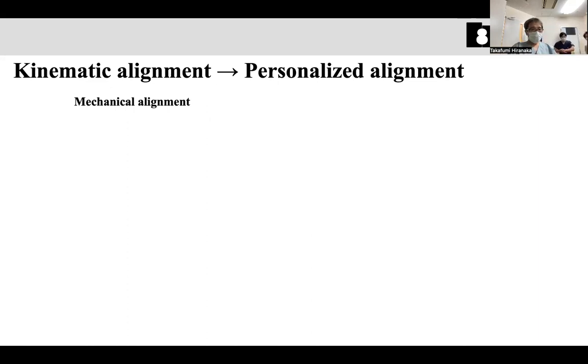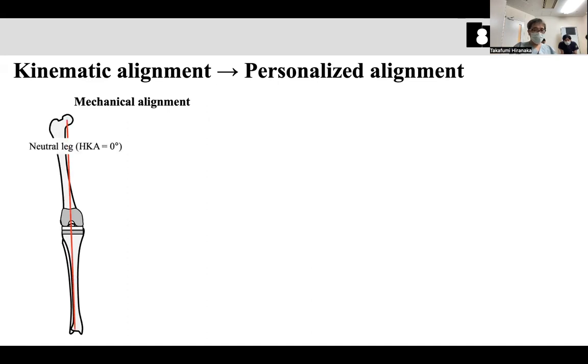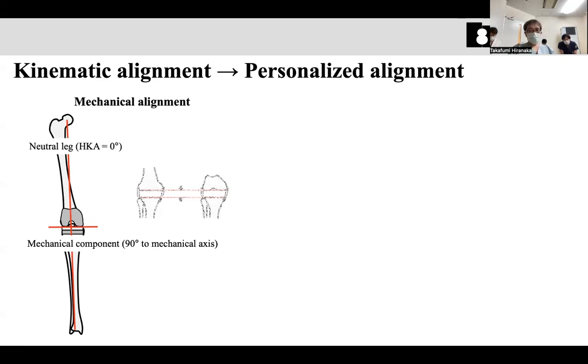So far, classically the target of TKA was mechanical alignment. That means the neutral leg, equal HKA angle of 0 degrees, and components are implanted perpendicular to the mechanical axis, with rectangular and equal gaps in flexion and extension.